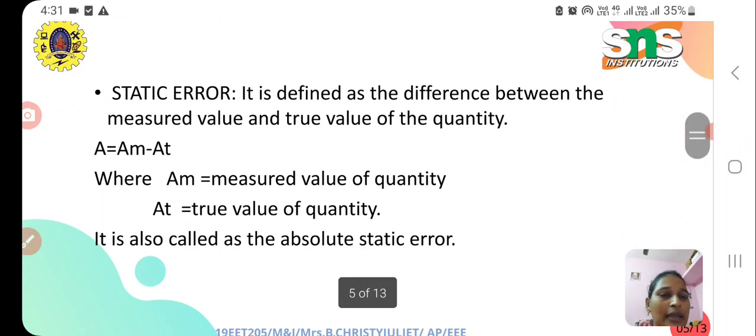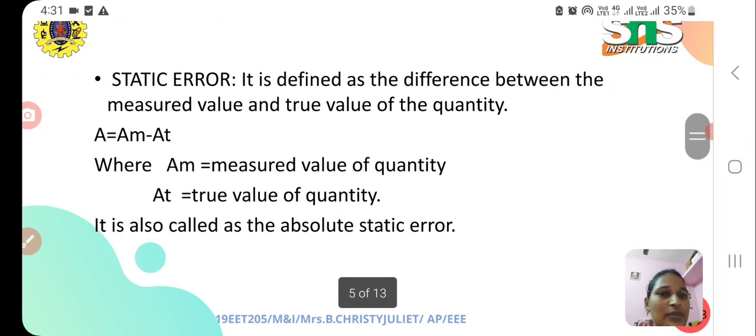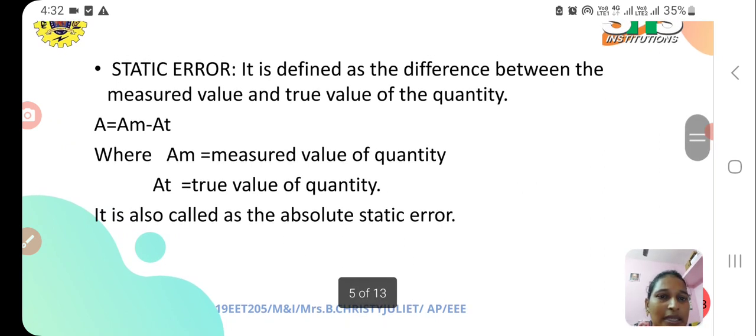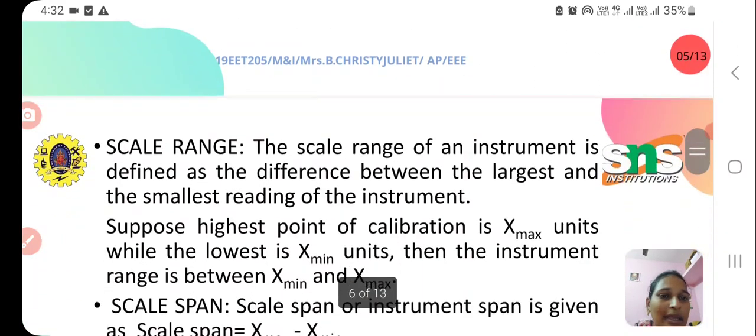Now, static error. It is defined as the difference between the measured value and the true value. The true value is the actual value of the measurand, and the measured value is the value with some slight deviation from the true value. Let the true value be AT and the measured value be AM. The difference AM minus AT, or AT minus AM, is called static error. It is also called the absolute static error.